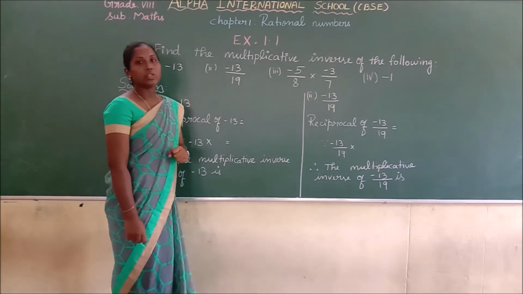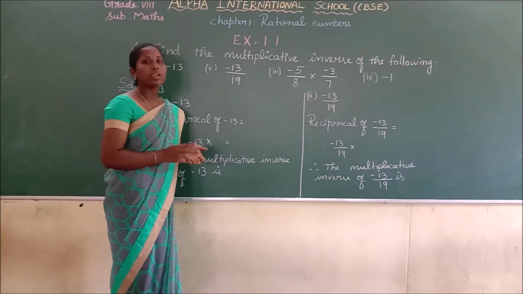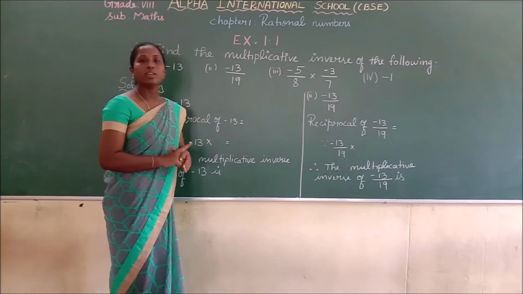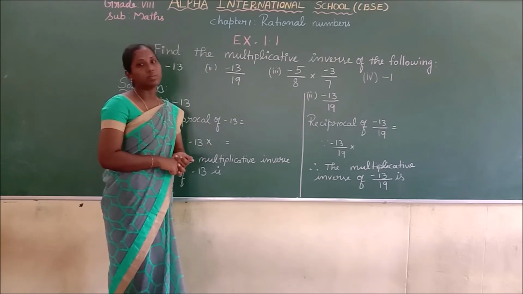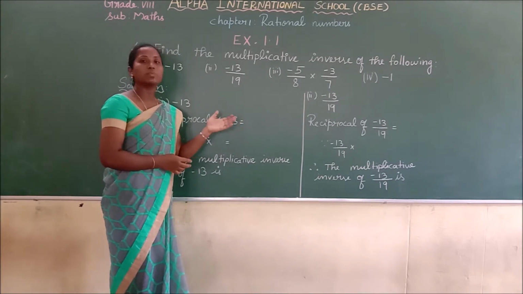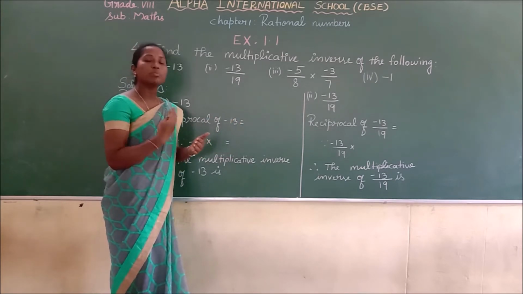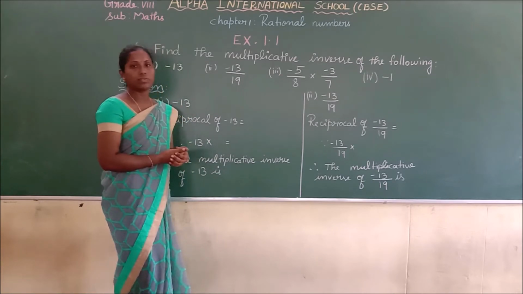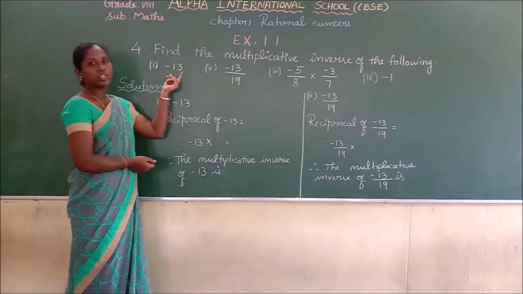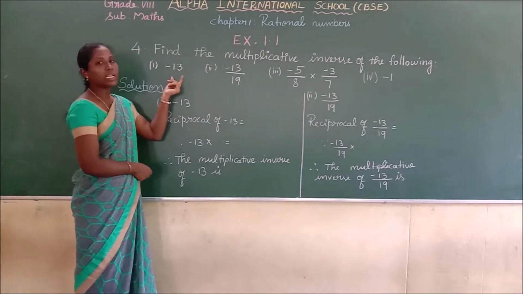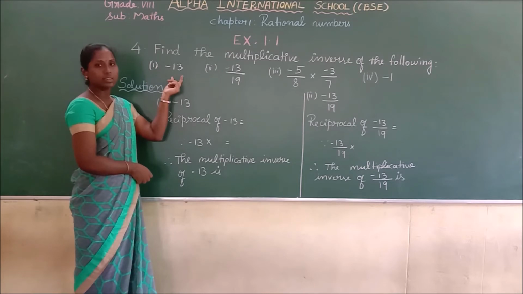What is the multiplicative inverse? If you multiply any two numbers and you get the result 1, then we can say that the two numbers are multiplicative inverses of each other. In other words, as we have discussed, the multiplicative inverse is nothing but the reciprocal of the given number itself. So here, in the first subdivision, we have the number minus 13. We have to find the multiplicative inverse of the given number minus 13.